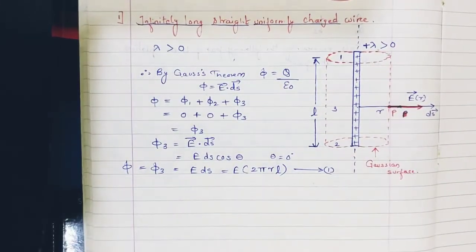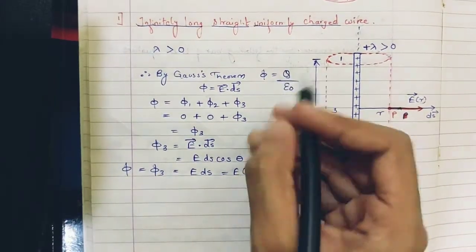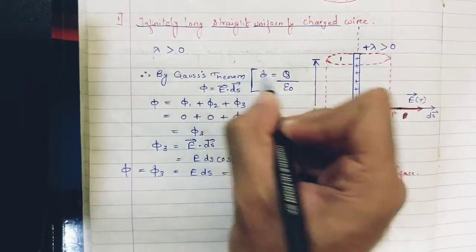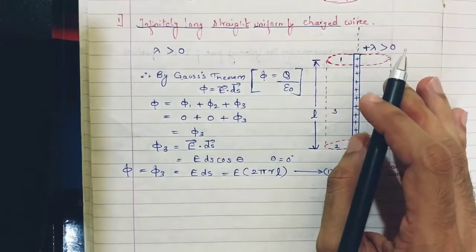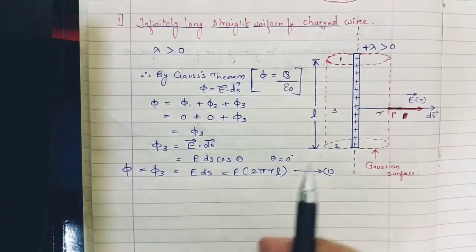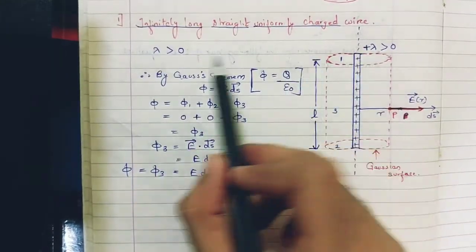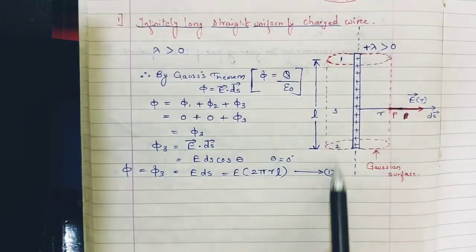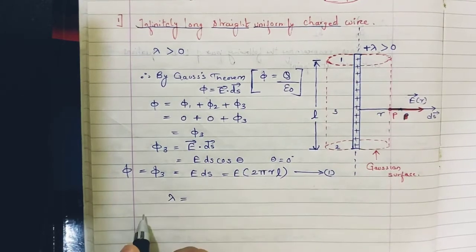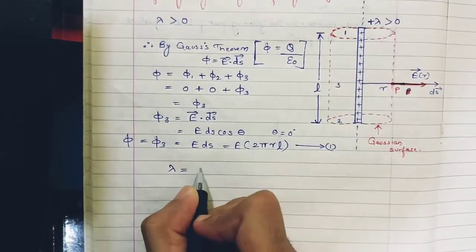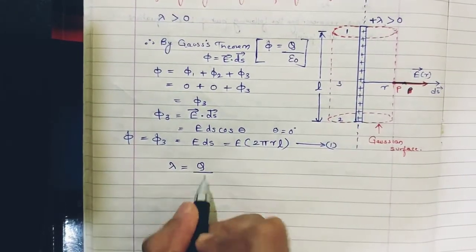Now coming to the next part, that is charge. Flux is done. Epsilon naught is a constant, so forget about it. Next is charge. We are told that this infinitely long straight uniform wire has a linear charge density. By definition, linear charge density is the total charge on the wire divided by the length of the wire.